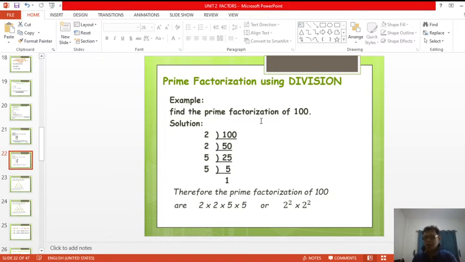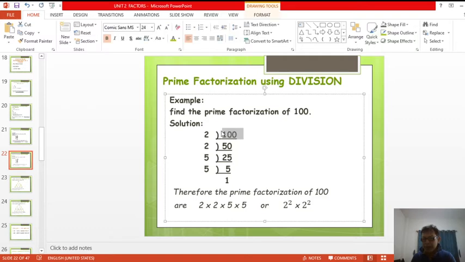So you will start by writing 100 and then draw this reverse division sign. Think of a prime number. Of course, I always start with 2 if I can use 2. Again, be careful: only if you can use 2, then use 2. If you cannot use 2, you use 3. So here we divide by 2, and your answer is 50, right? 100 divided by 2 is 50.